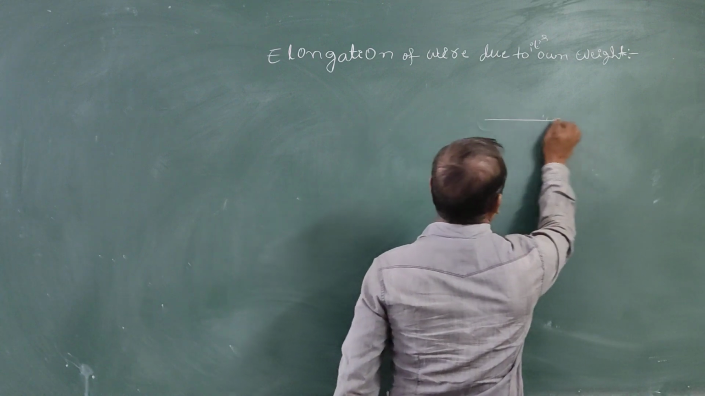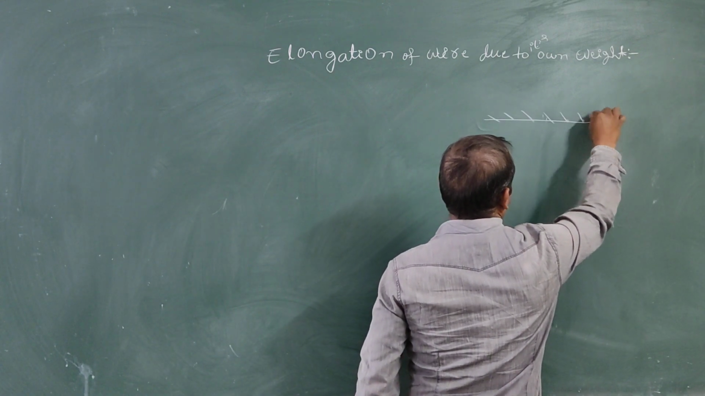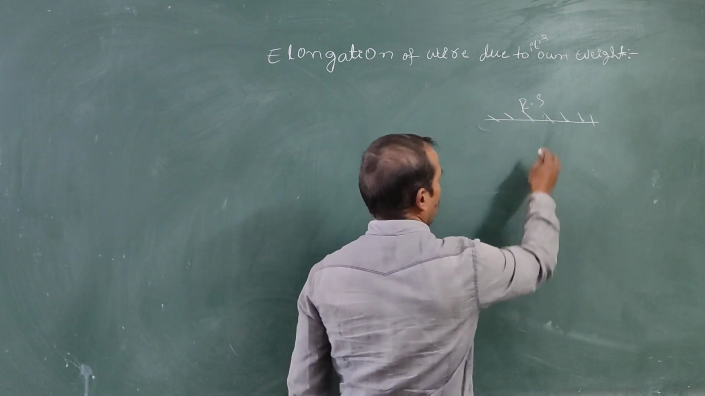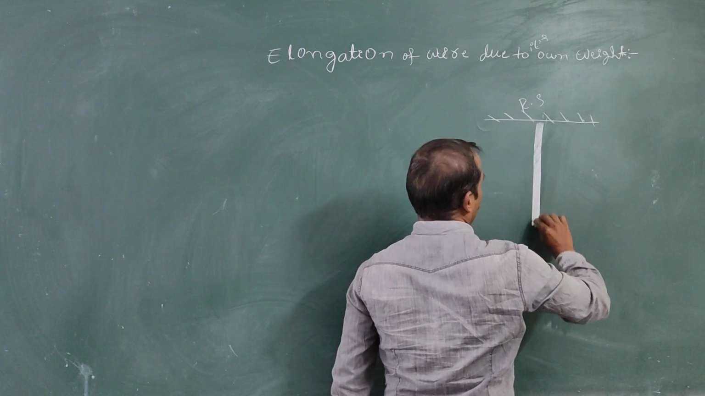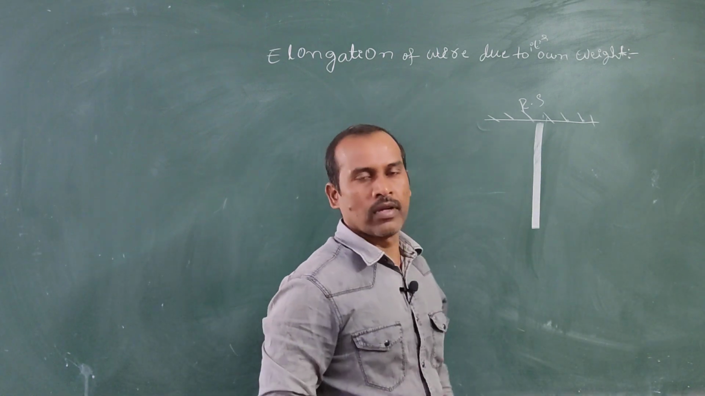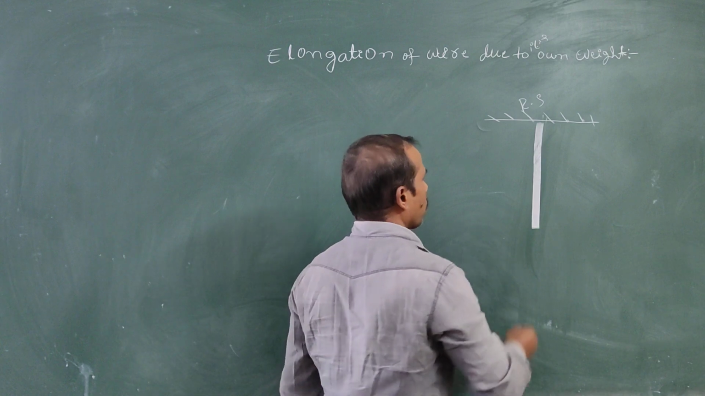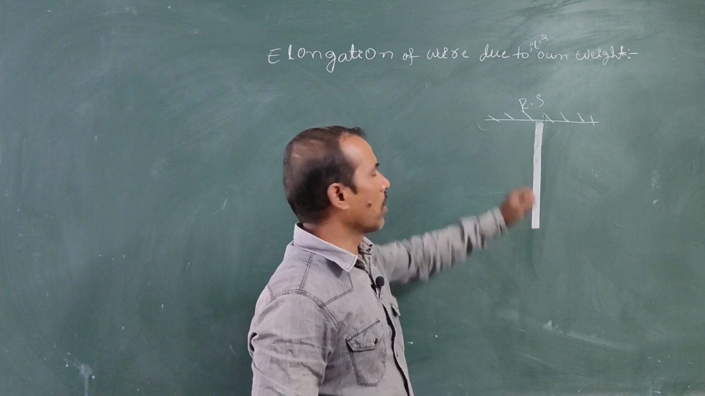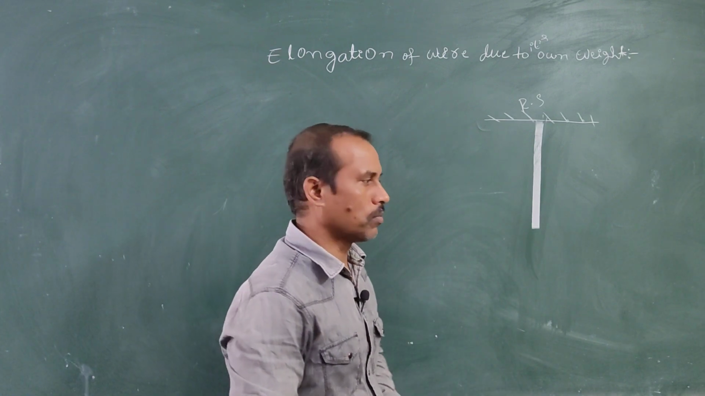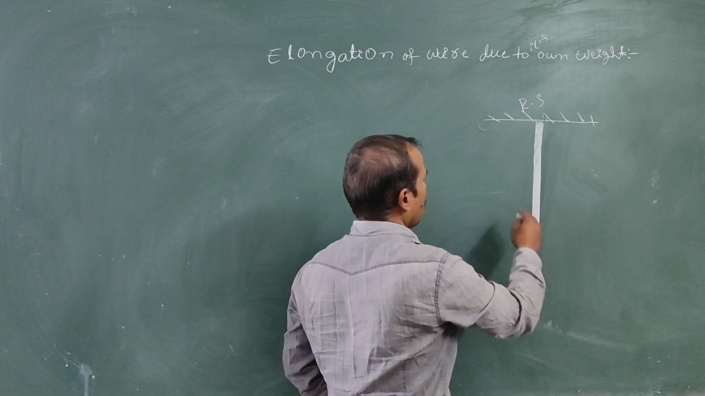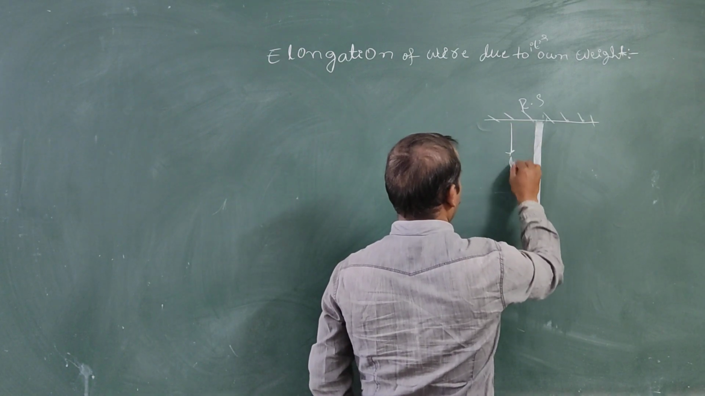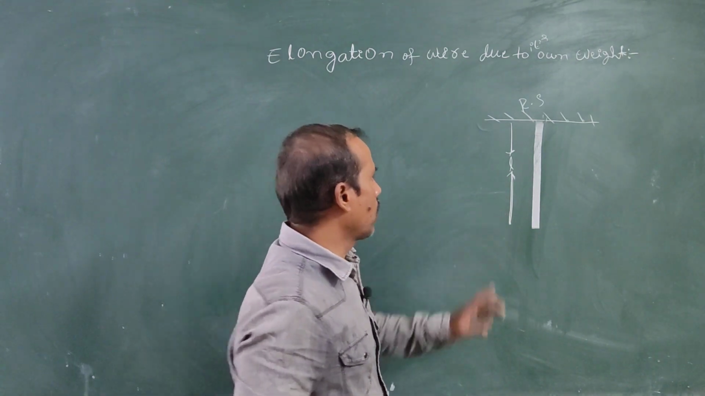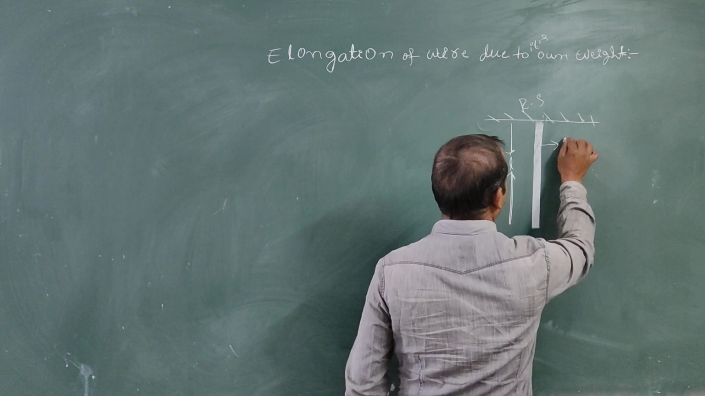This is a rigid support. Here, this is a rod, or just a string or wire, suspended from or hanging from the rigid support. The length of this rod is L. The area of cross section of this wire is A.